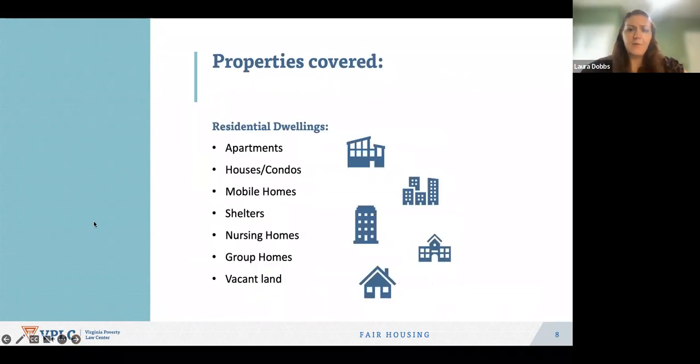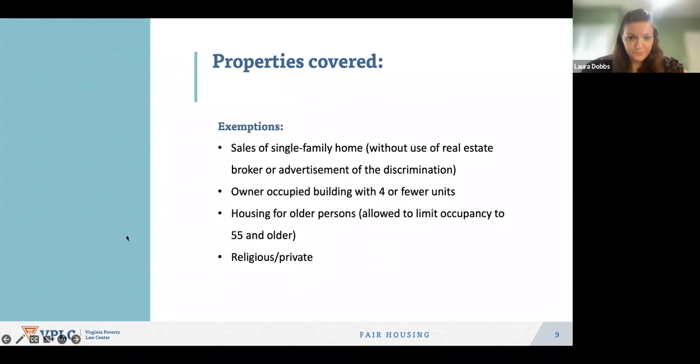And the types of properties that are covered extend beyond what the Virginia Residential Landlord Tenant Act covers. It, of course, includes apartments, houses and condos, mobile homes, but it also includes shelters, nursing homes, group homes, even vacant land. Of course, that can go into zoning. So it's pretty broad what types of properties are covered.